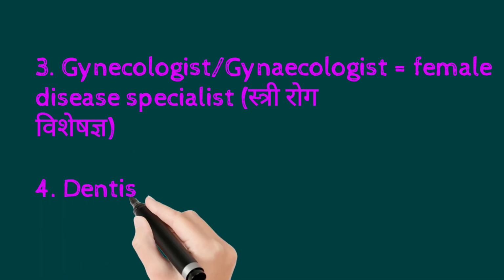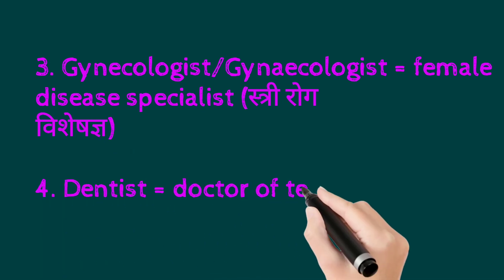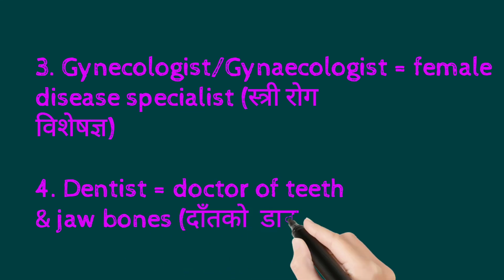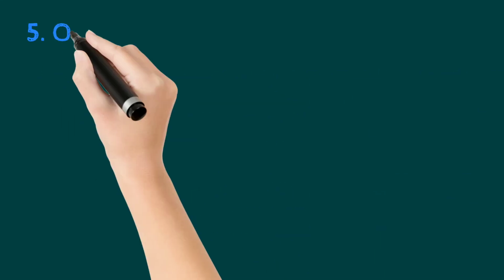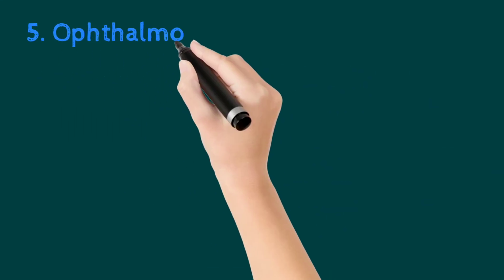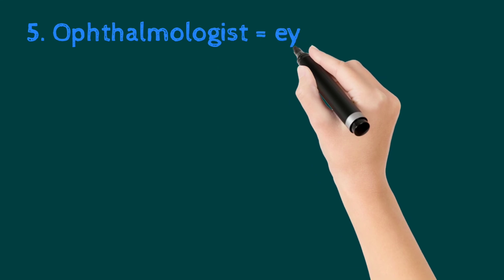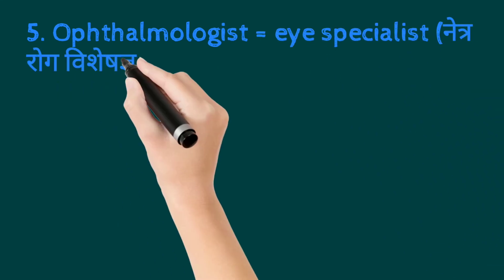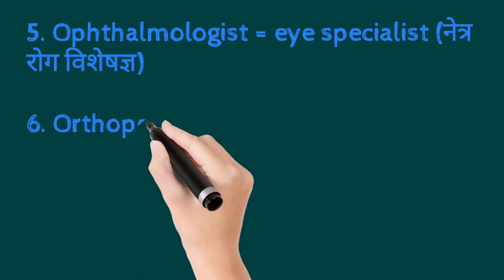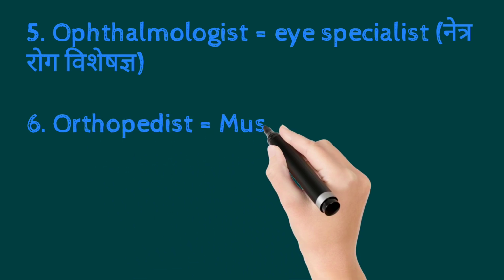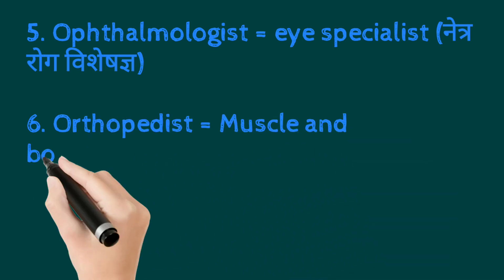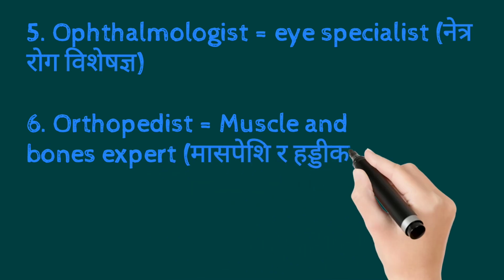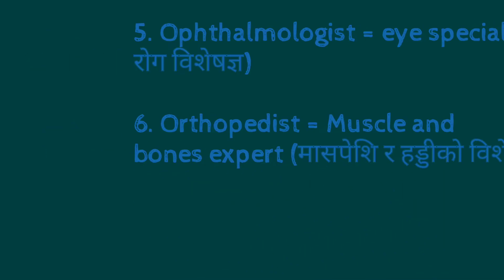Number 4 is dentist. It means doctor of teeth and jawbone, दांत को डॉक्टर. Number 5 is ophthalmologist. It means eye specialist, नेत्र रोग विशेषज्ञ. Number 6 is orthopedist. It means muscles and bone expert, मांसपेशी र हड्डी को विशेषज्ञ.